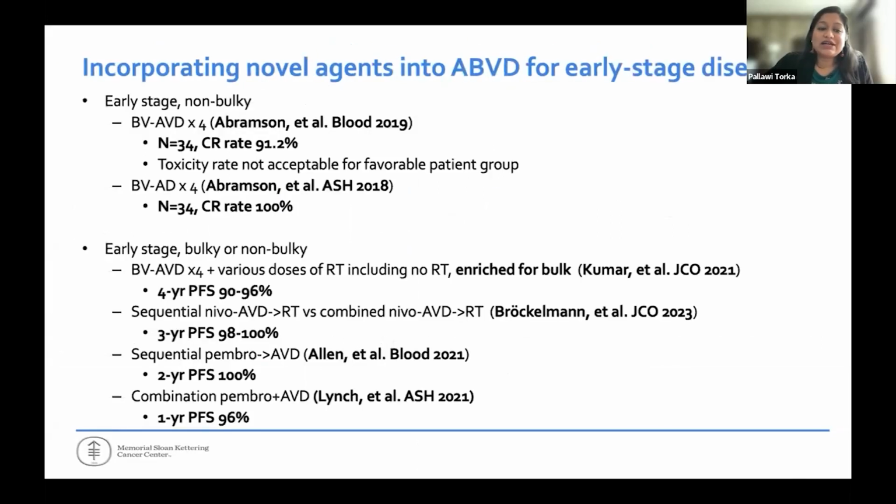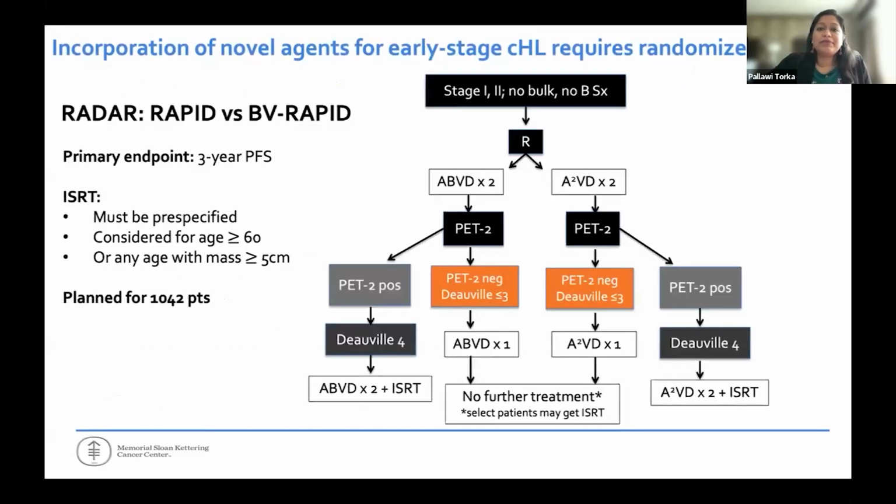This is just a slide for inclusion purposes, to basically show that the story hasn't stopped here, and now we are incorporating novel agents. But all these studies, even though they show amazing responses and amazing PFS, are too early, and I've not adopted any use of novel agents like brentuximab or nivolumab in my early stage Hodgkin lymphoma patients yet. And this is another slide showing that we need a randomized study to really change the paradigm in early stage Hodgkin lymphoma. This is a study which is ongoing, which is the RADAR study.